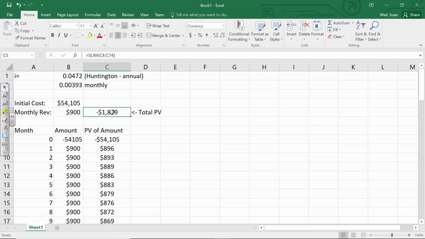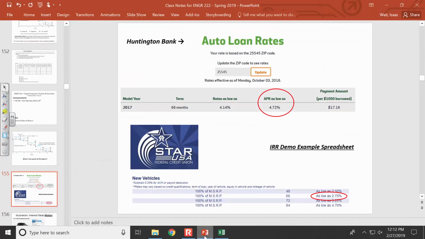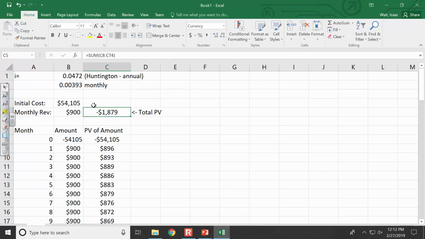So how much is left over after you pay the bank? Well, at the end of 66 months, negative $1,879 is left over. So what that essentially means is that you bought the truck, did all the work, and you lost money. But if instead you had borrowed money from the other agency, Federal Star USA Federal Credit Union, so let's change that to 2.75%.